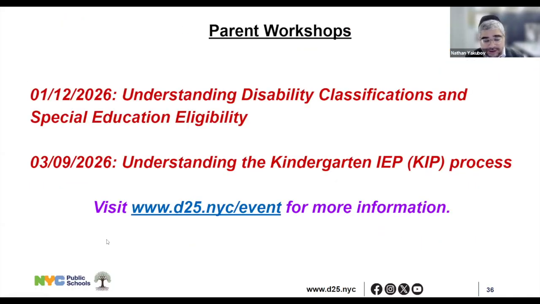So that concludes this presentation. Just a note, we're going to have two more in this series before we open up to questions right now. We're going to have another session in January, another one in March. The next session we'll talk about the specific disability classifications and being eligible for special education. And the third one, in March, is about understanding the kindergarten IEP process.